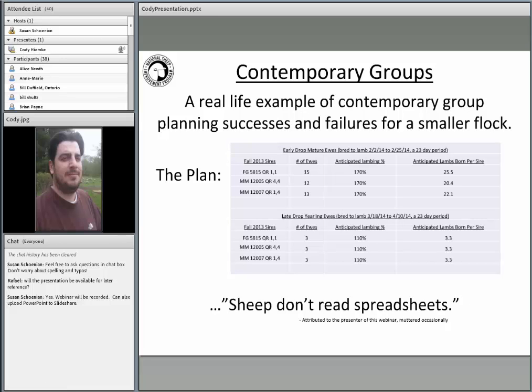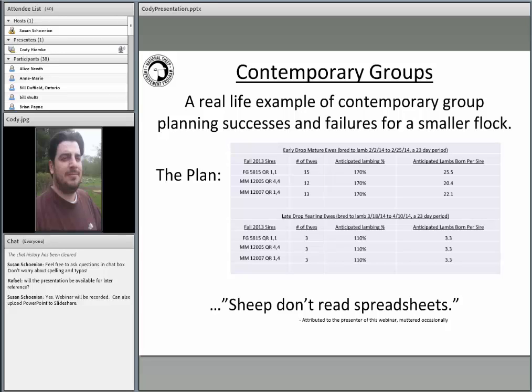So, one thing that you'll learn through the presentation, I'm not shy to talk about some of my failures in life. Not that a poorly designed contemporary group is a failure, but you know, I planned and I didn't succeed. And here you show the plan of what I did last fall. And again, I have a smaller flock.